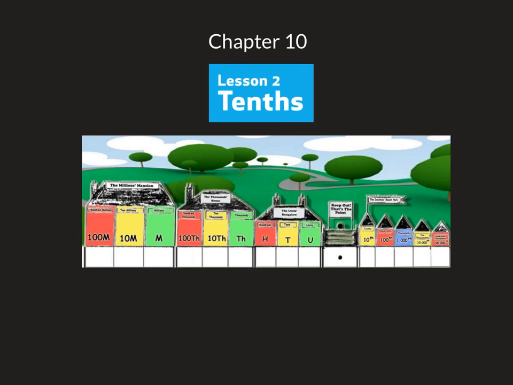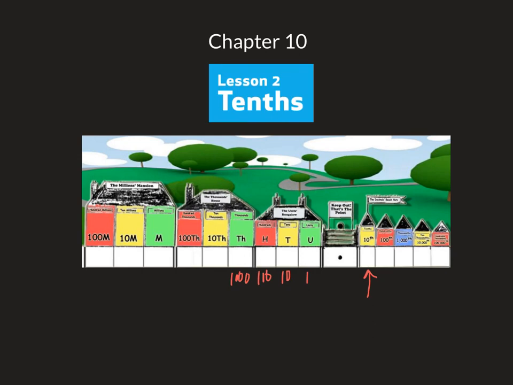Today we're going to be talking about the tenths place, which is right there. So at the beginning of the year we talked about this right here. It says U, but it's just the ones. We've talked about the ones, tens, hundreds, thousands, and so on. 10,000s, 100,000s, million, 10 million, 100 million.